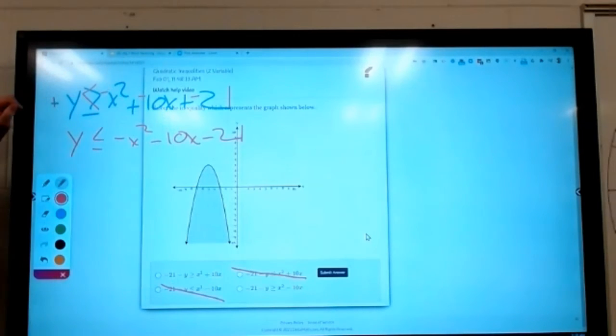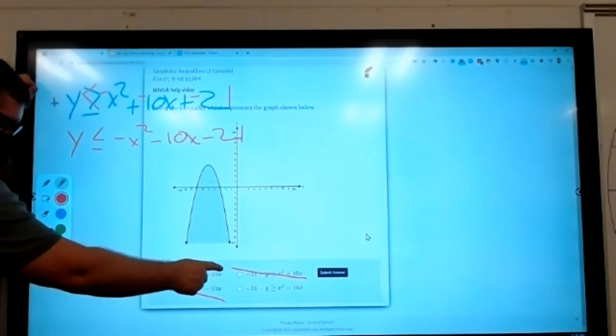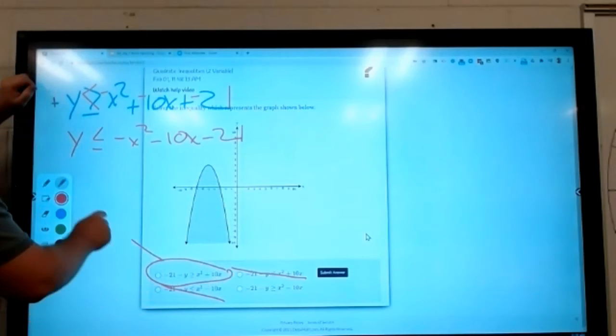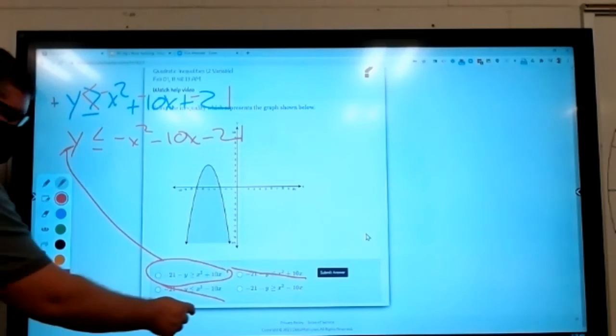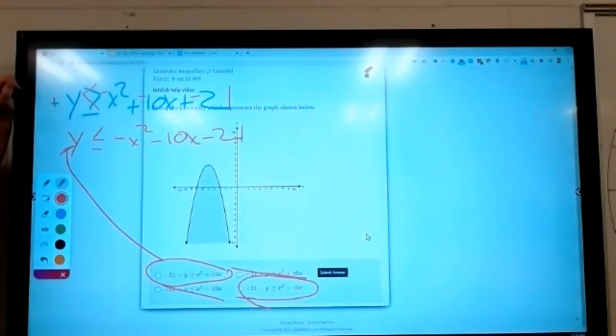How come? I used this one to get this, correct? Is this the right type of sign? Below solid. So now all I have to do is do what? Figure out between this one and this one, is that right? Okay, so what do I do?